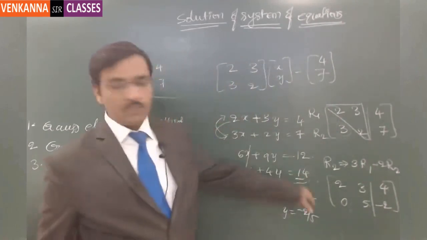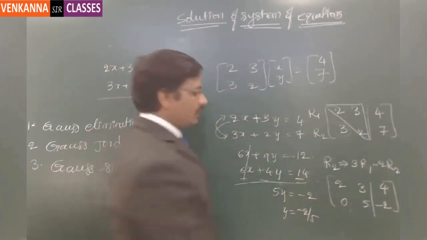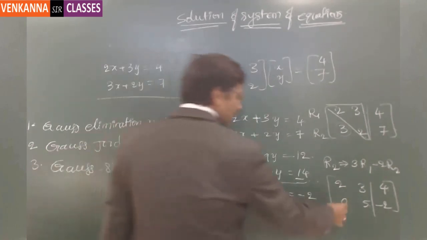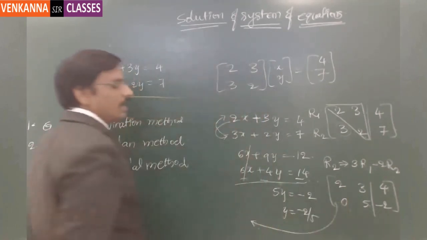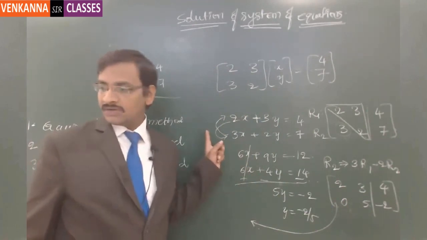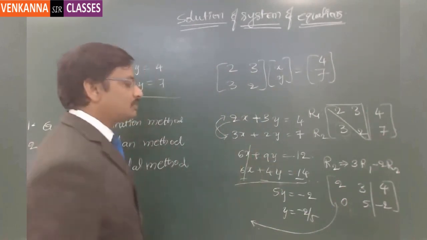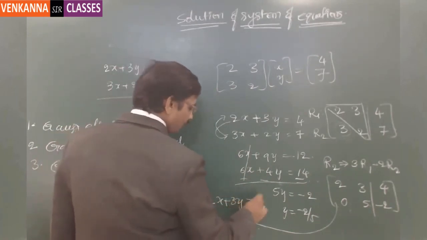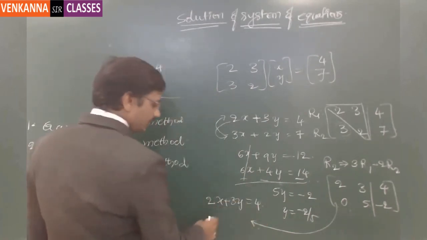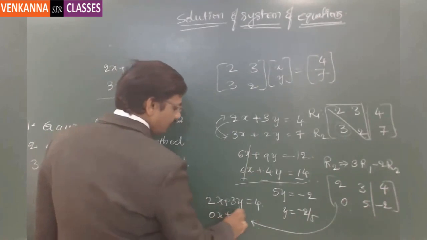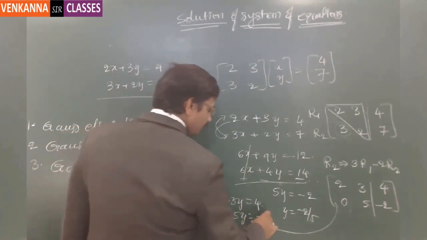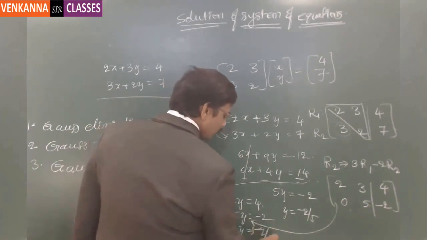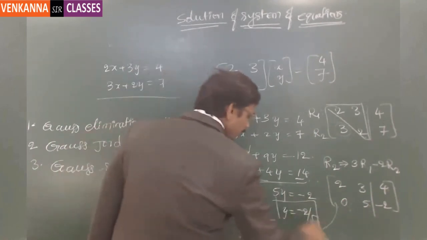Then this equation can be rewritten by eliminating this value. These two equations I can write again in the normal equation format rather than the matrix format, as 2x plus 3y equal to 4 is one equation, and the other equation is 0 into x plus 5 times y equal to minus 2, which essentially means y I can calculate as minus 2 by 5, which I have got in the normal procedure as well.